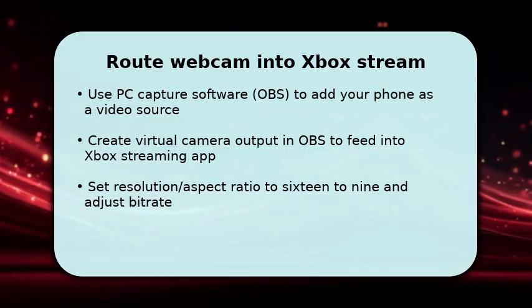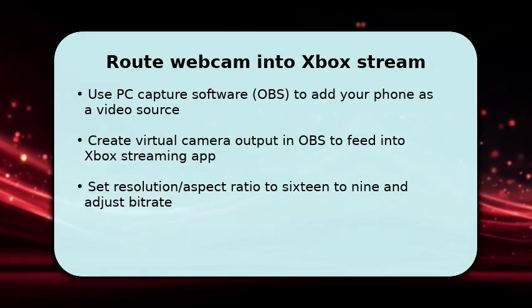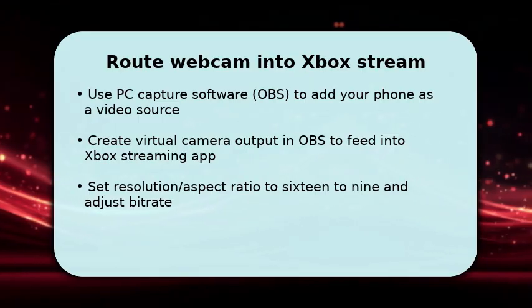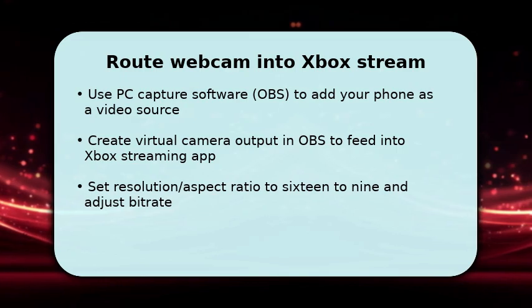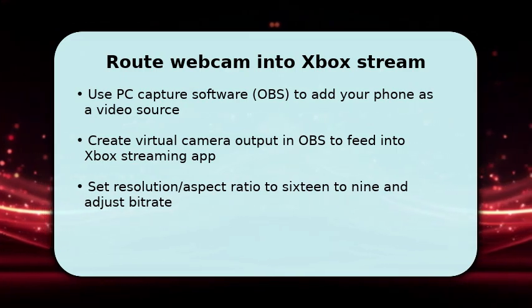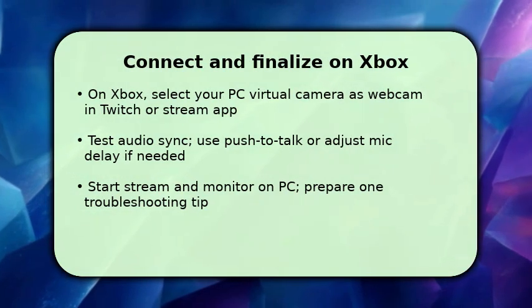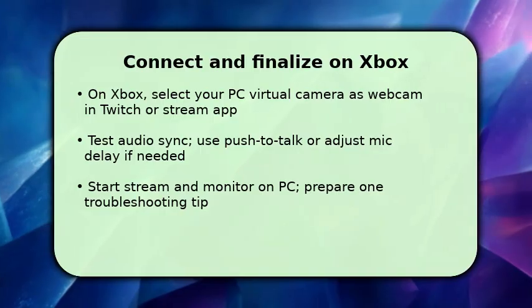After composing the scene, enable OBS virtual camera so the output looks like a physical webcam. Make sure the virtual camera is running before switching to Xbox. Finally, you switch over to the Xbox streaming interface and choose the OBS virtual camera as your webcam source.